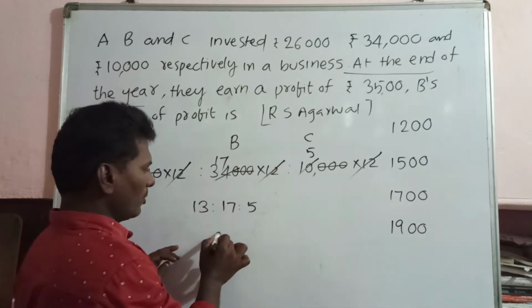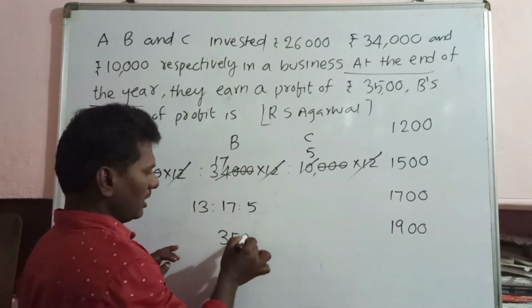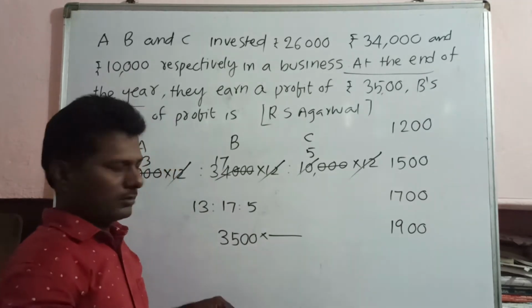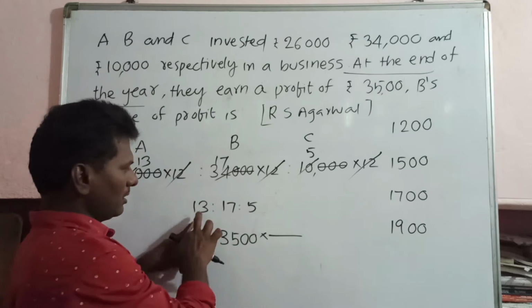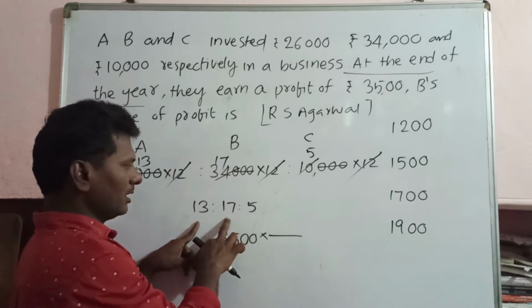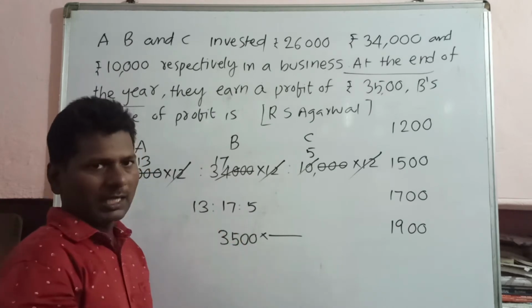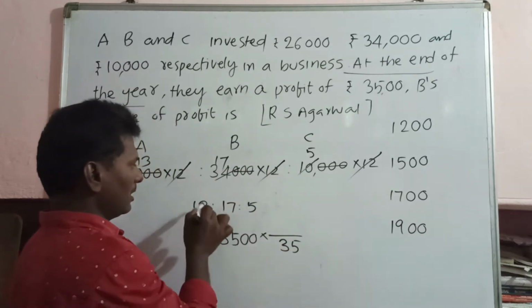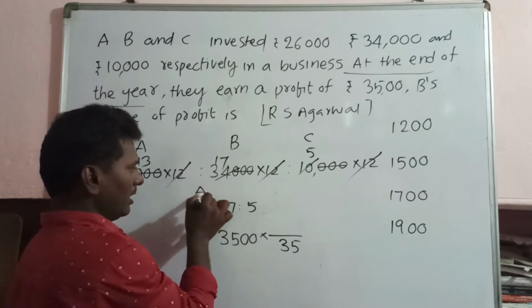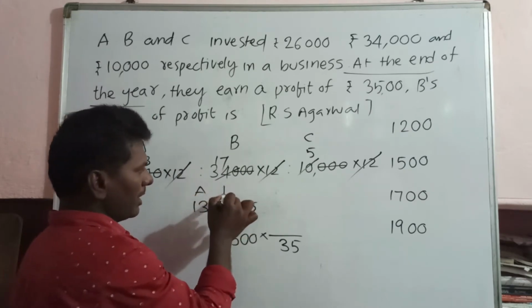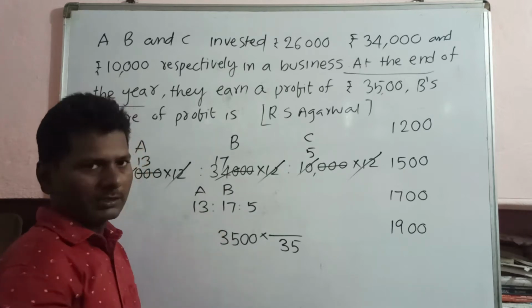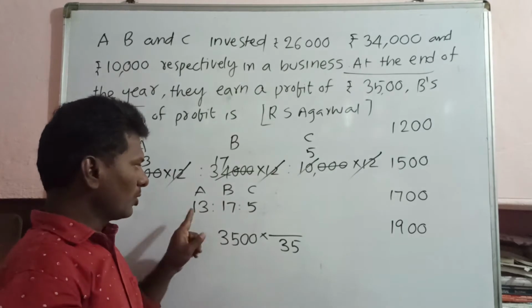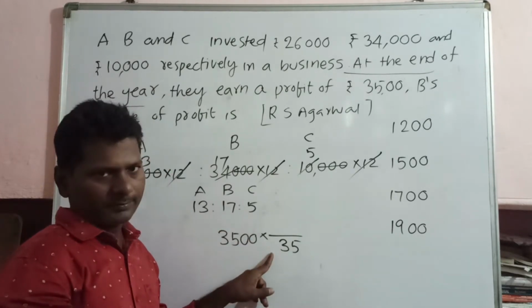Now, total profit is 3,500. In denominator, write total parts. 13 plus 17, it is 30. 30 plus 5, 35. Total parts are 35 parts. The parts got by A is 13 parts. The parts got by B is 17 parts. The parts got by C is 5 parts. So total parts write in denominator.